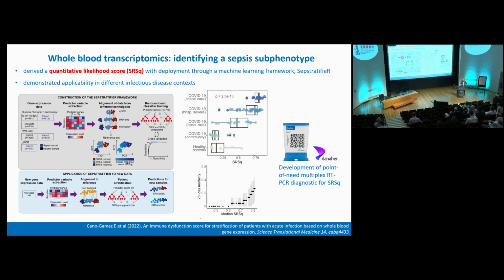And this is just showing you a little bit of data from COVID-19. So here's the SRSQ score, and we can look across different WHO-defined subgroups of COVID-19 from mild, severe, or critical, and see a similar relationship in terms of severity and mortality. And we're working with Cepheid, who have a multiplex RT-PCR-based assay in a cartridge that is used primarily for pathogens currently to try to see if it's possible within 45 minutes to be deriving an SRSQ score based on whole blood.